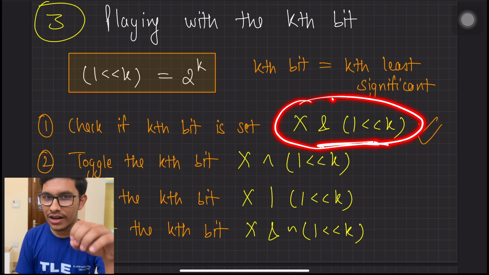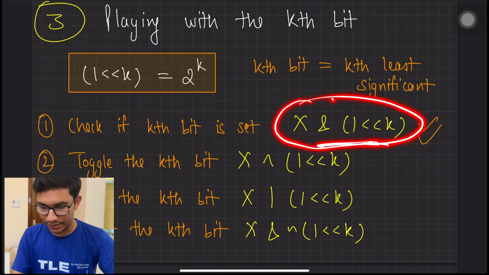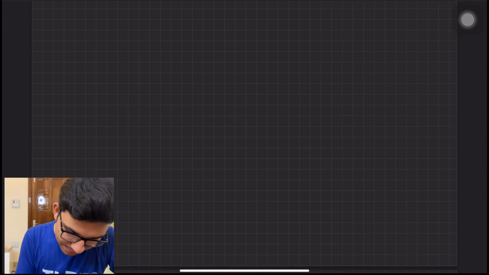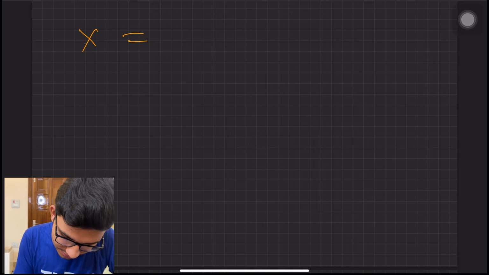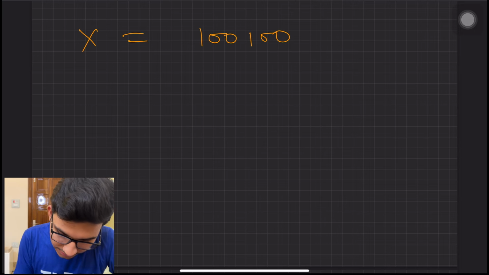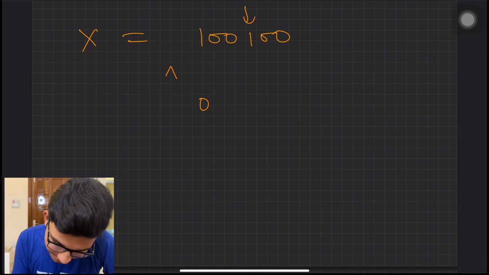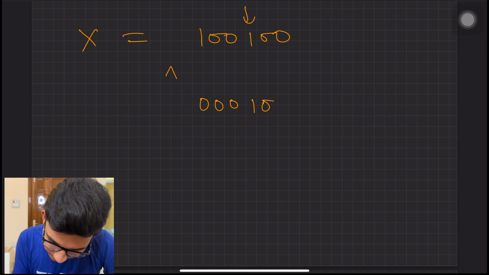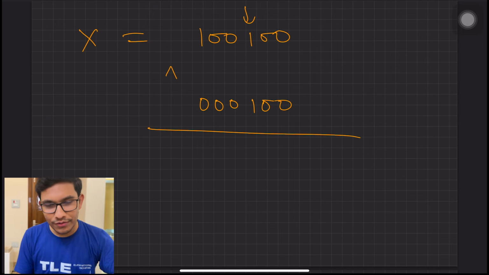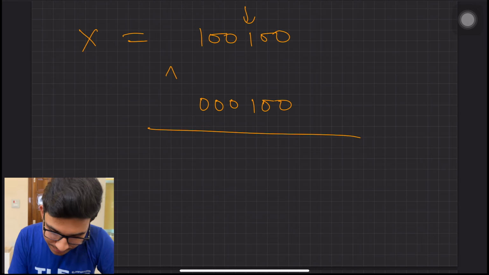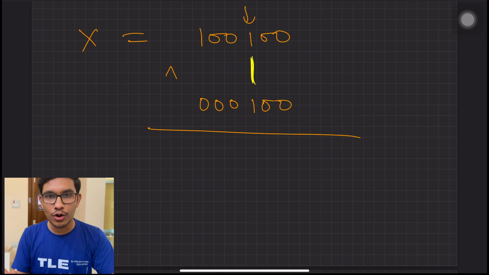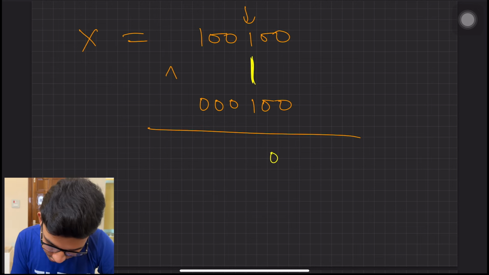Similarly, if you want to toggle, let's suppose, the kth bit, okay. Let's suppose x is equal to this. Let's suppose you want to toggle this bit. What can you do? You can take a XOR with this number. If you take a XOR of these two numbers, what you will realize is that this particular bit will get toggled and rest all the bits will remain same. So you will get this.